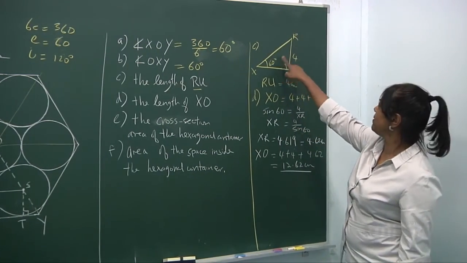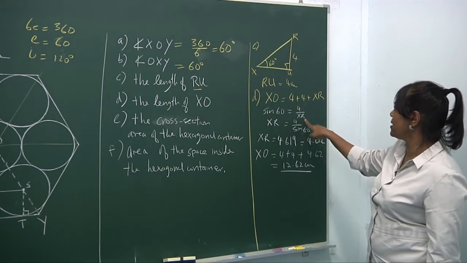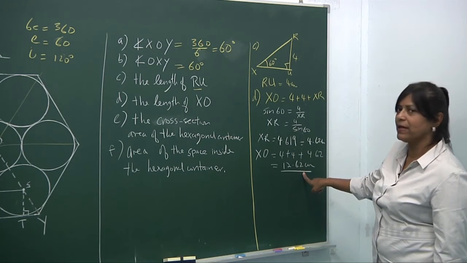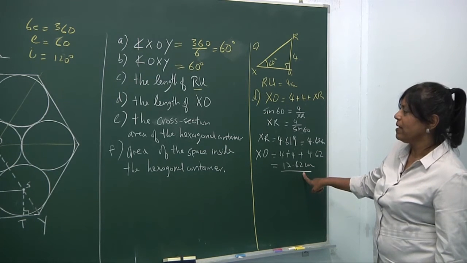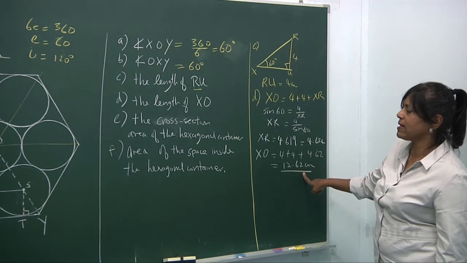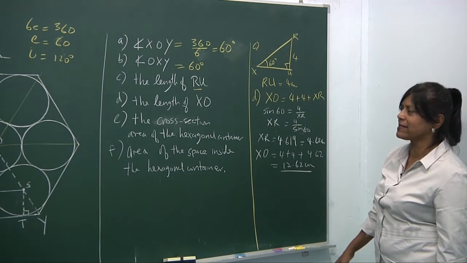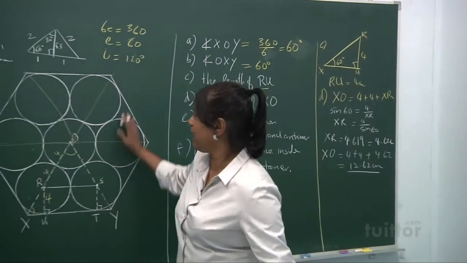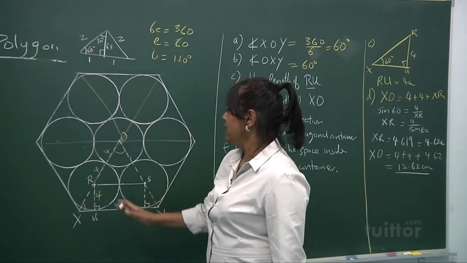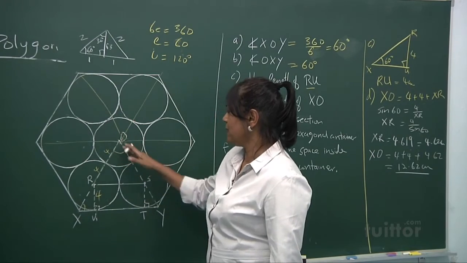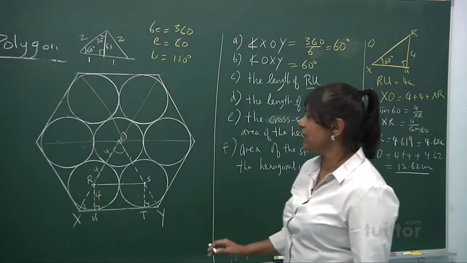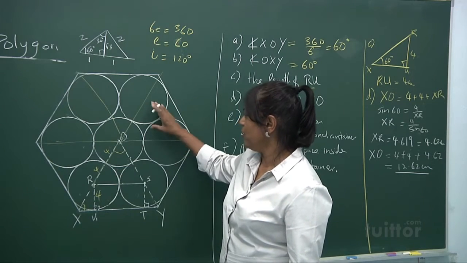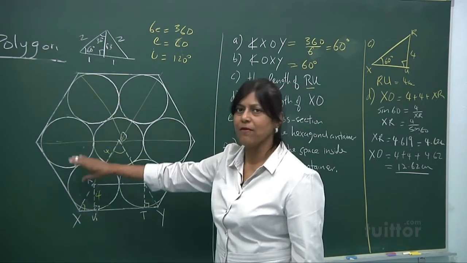So sine 60 degrees is 4 over XR. You worked out your XR, 4 divided by sine 60, and added together, that's your XO. Now you have to find the cross-sectional area of the hexagonal container. This whole thing is your cross-sectional area. The cross-sectional area will be made of how many triangles? 1, 2, 3, 4, 5, 6.